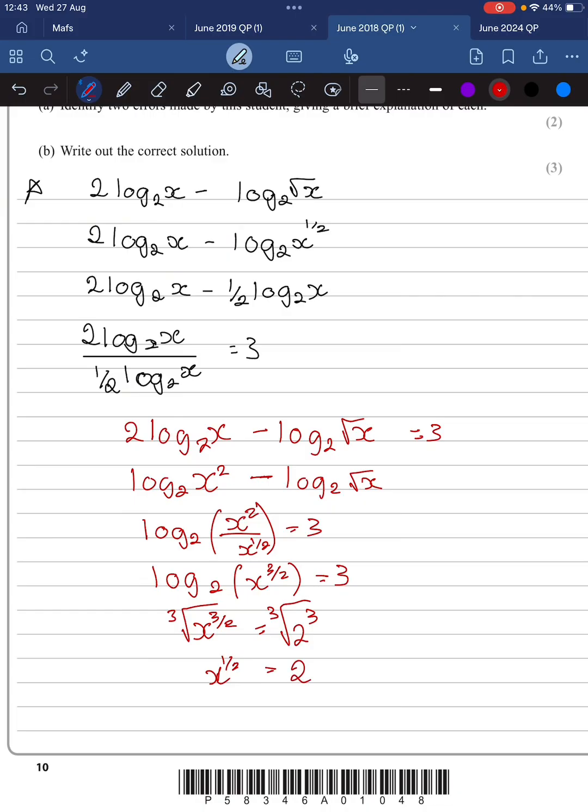Now we're still not finished. We want to find out x only. So we have to square each side, giving us 4. And that would be our answer.